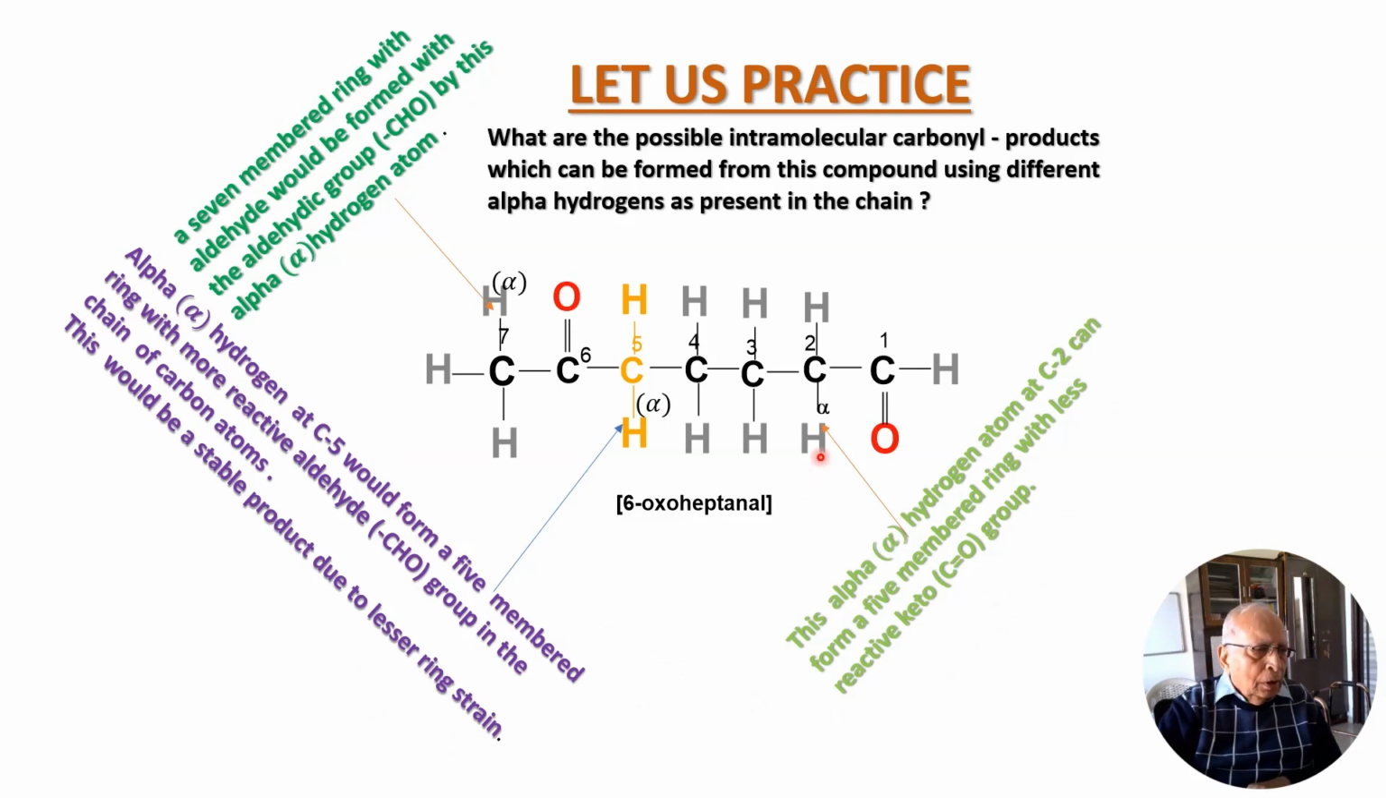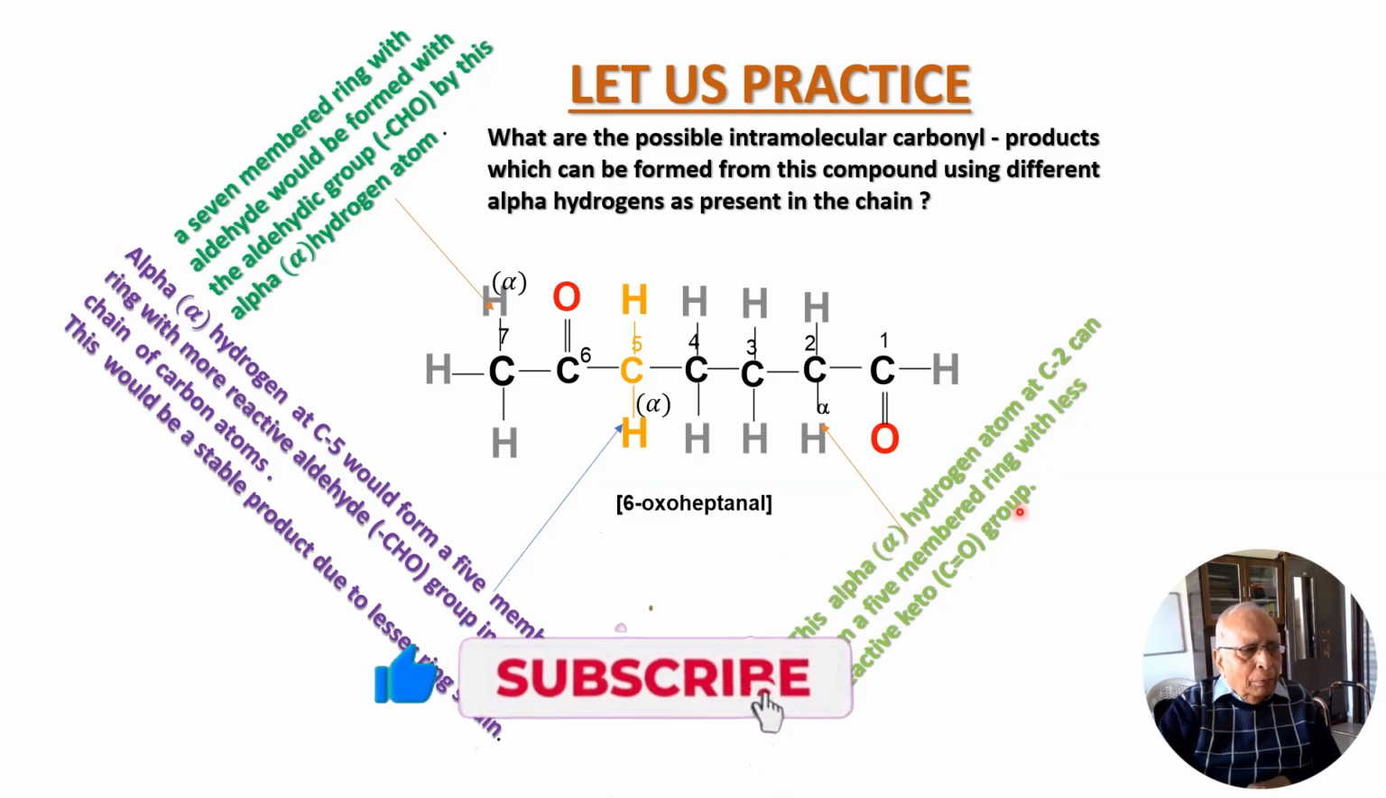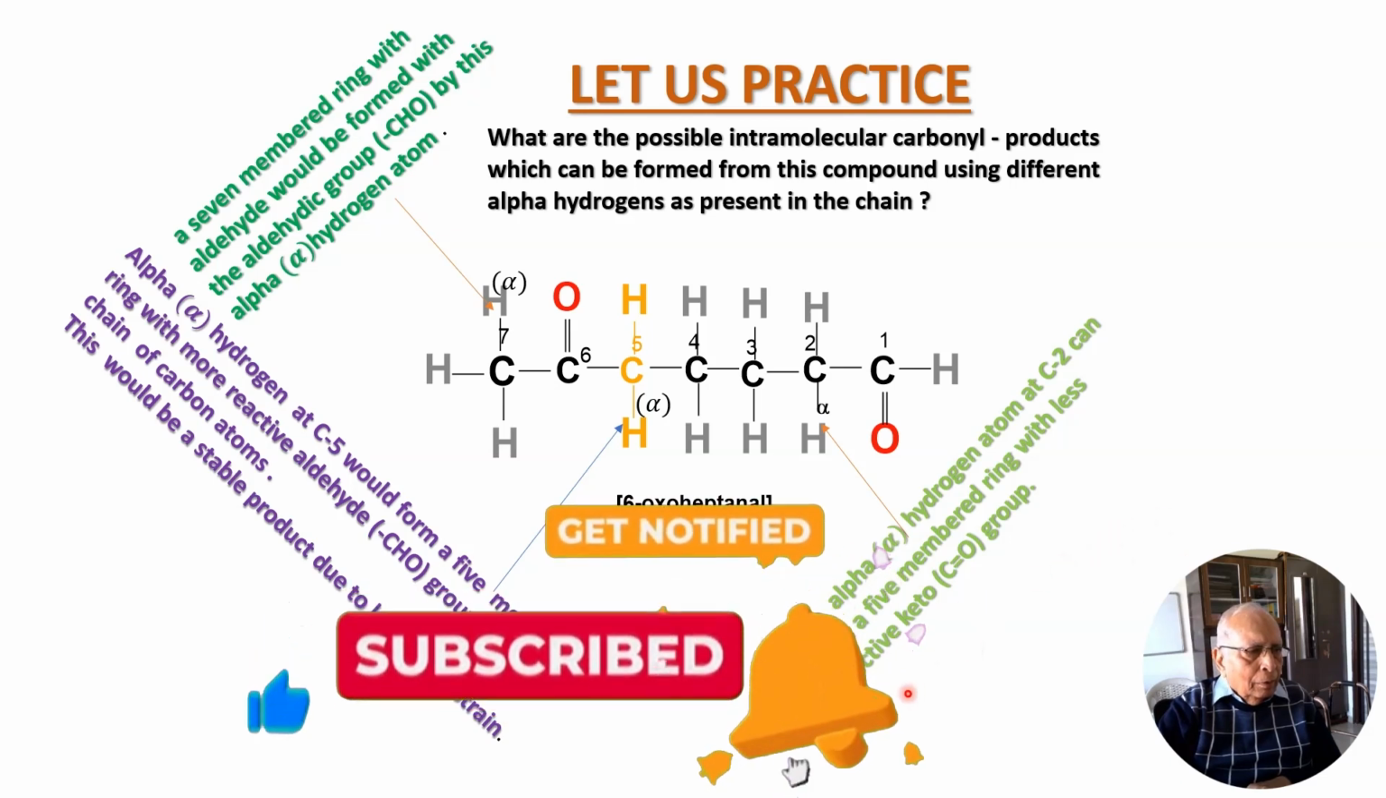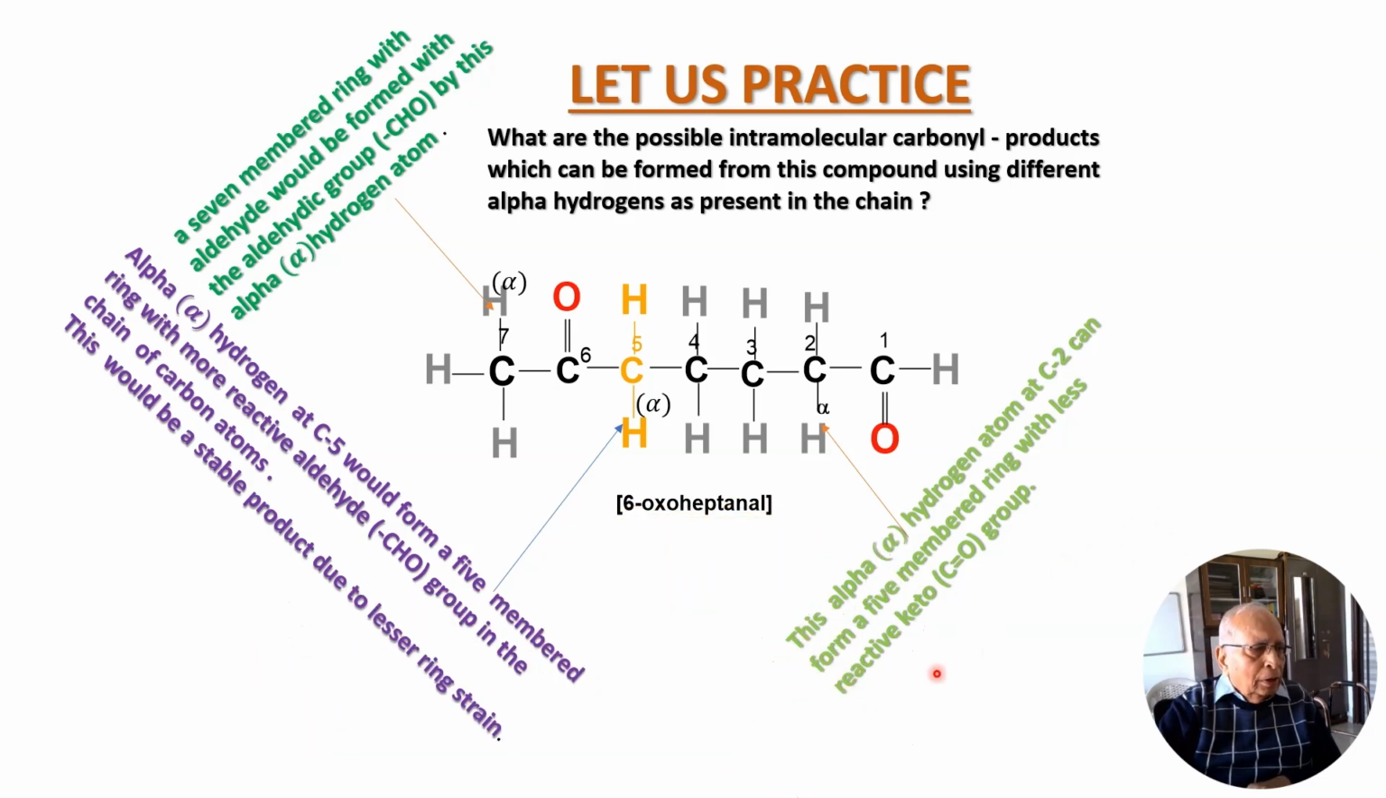Suppose the alpha hydrogen at position 2, C2, is used for interaction. It can form a 5-membered ring with the less reactive keto group. So both of them will combine and a 5-membered ring can be formed this way, one serving as an electrophile, the other serving as a nucleophile.